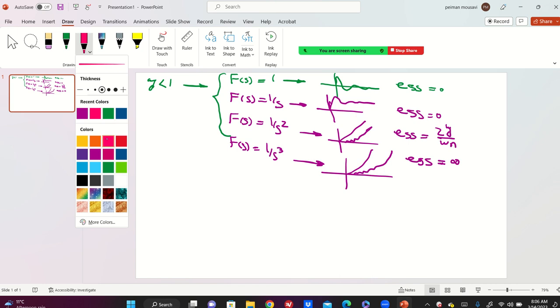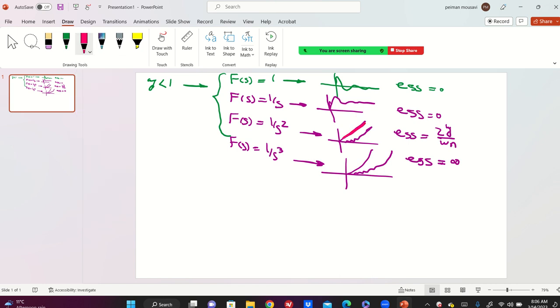To make it visible, let me see. This is the input to the system, and this is the output. Everybody understand? Yes?